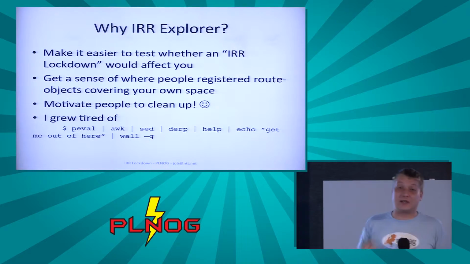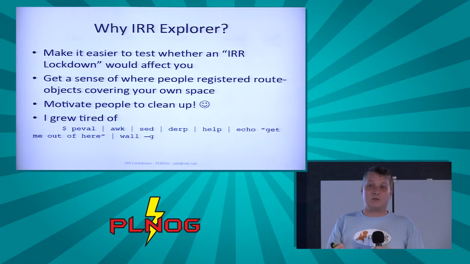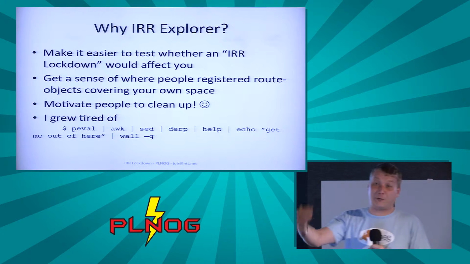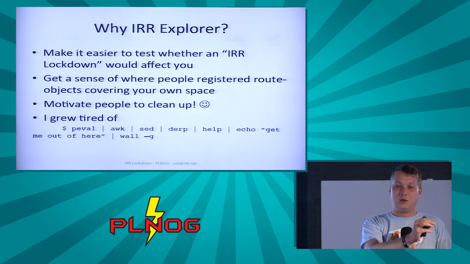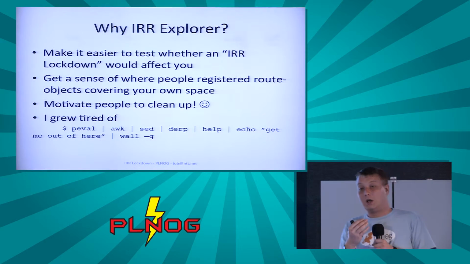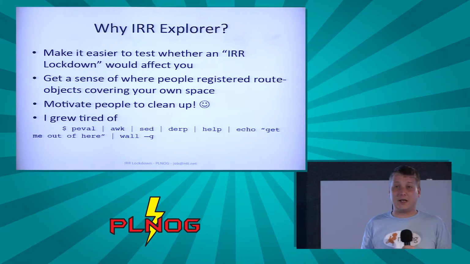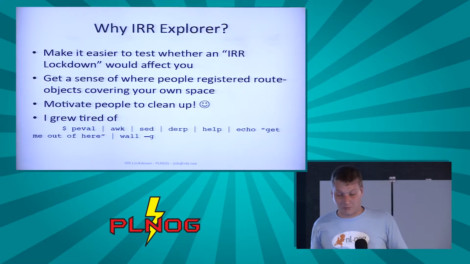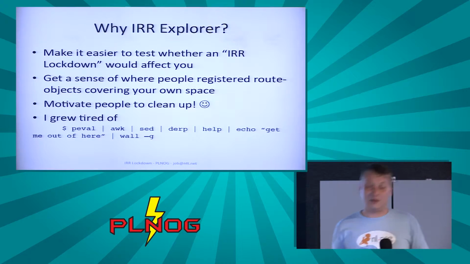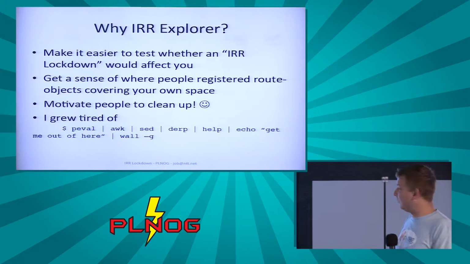It is important, I think, that people can easily test for themselves or for their customers, or refer their customers to a neutral central location in which people can get an overview. How are my route objects doing? Are they in the appropriate database? Did I even register them or not? I grew tired of endlessly typing CLI commands, and that's why I thought we should have a fancy Web 2.0 web interface.